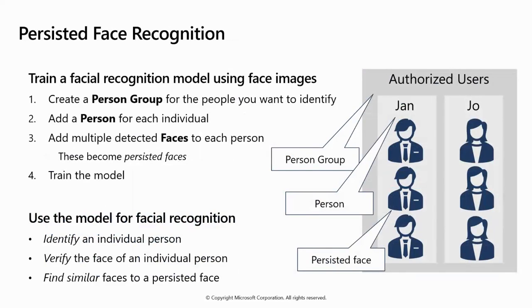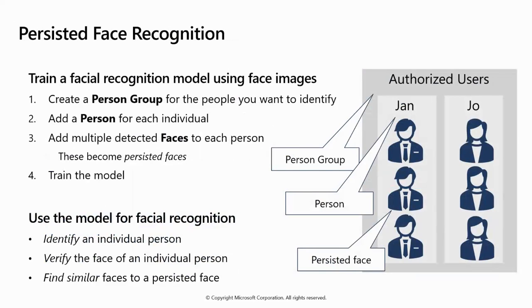In order to train a facial recognition module with the face service, we first need to create a person group. This defines a set of individuals which you want to identify, for example, your employees. Then we need to add a person to the person group for each individual you want to identify. After that, we need to add detected faces from multiple images to each person, preferably in various poses. The IDs of these faces will no longer expire after 24 hours, okay? And then we just need to train the module.